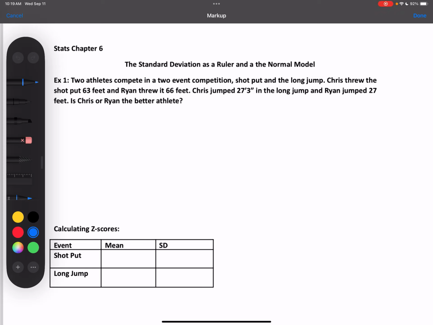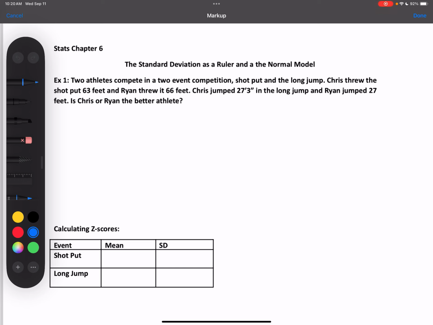All right, two athletes compete in a two-event competition, shot put and the long jump. Chris threw the shot put 63 feet, and Ryan threw it 66 feet. Chris jumped 27 feet, 3 inches in the long jump, and Ryan jumped 27 feet. Is Chris or Ryan the better athlete?